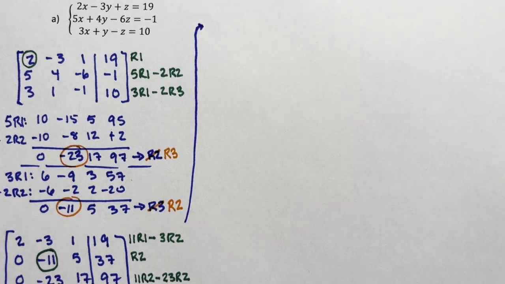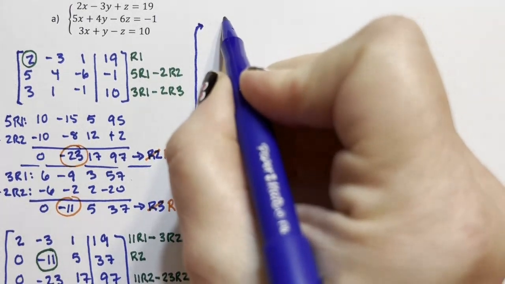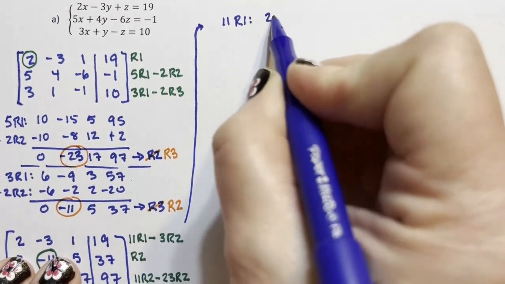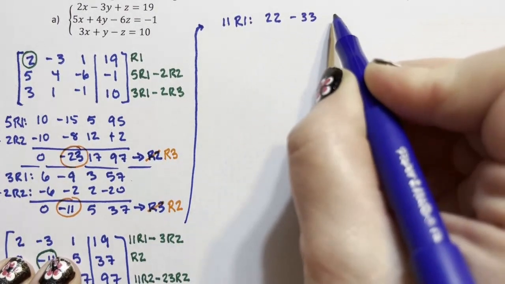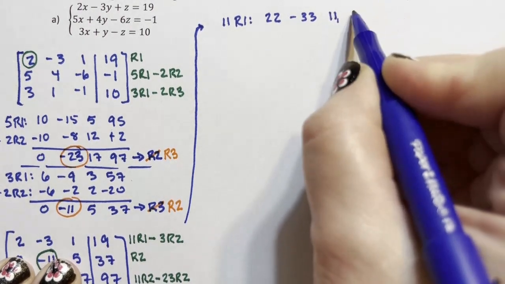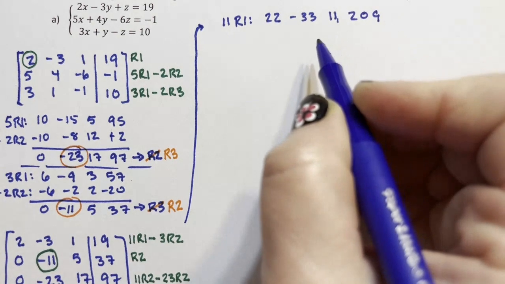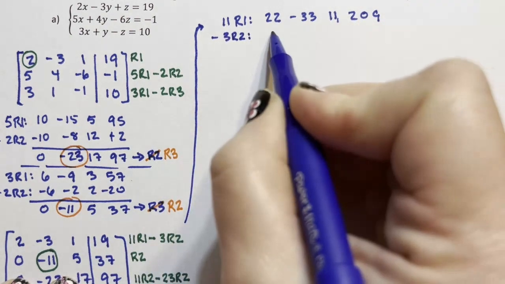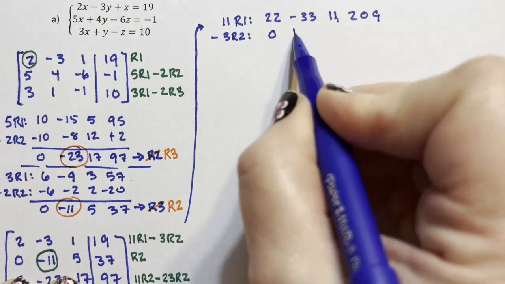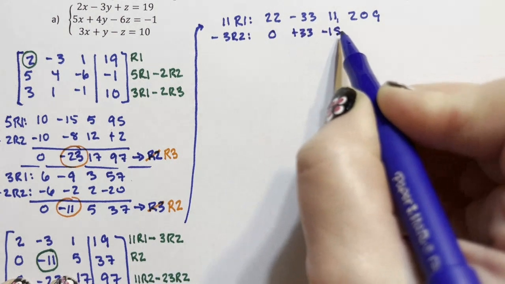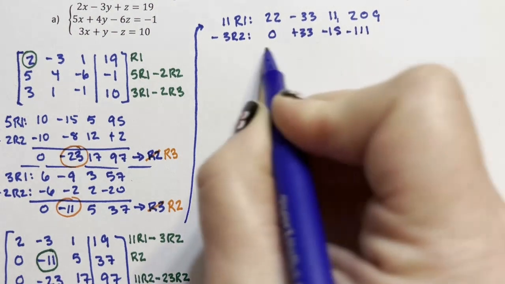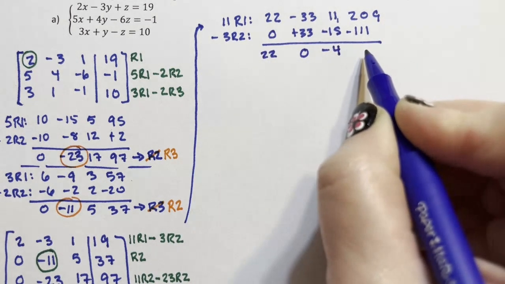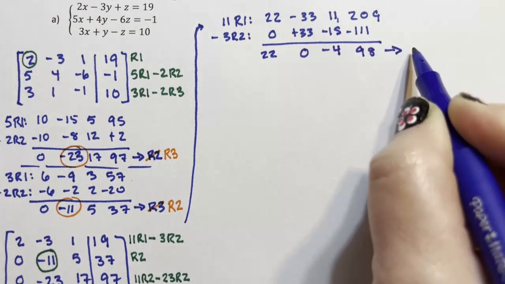up here. So I am going to do 11 times row 1. So I'm going to get 22, negative 33, 11, and 209. And then negative 3 times row 2 is going to give me 0, positive 33, negative 15, and negative 111. And when I add down, I'm going to get 22, 0, negative 4, and 98. And this is all going to go into row 1.